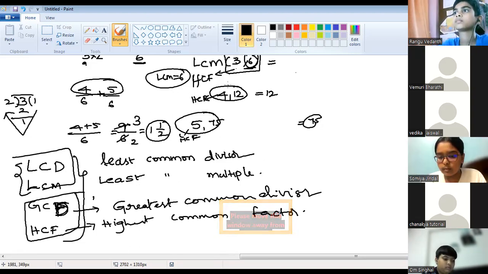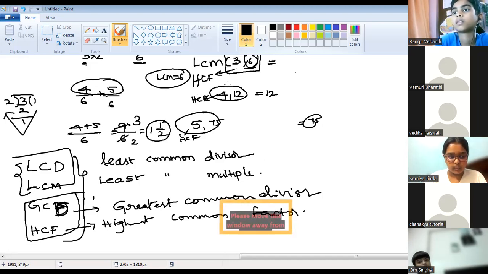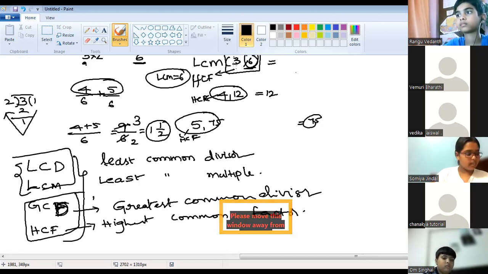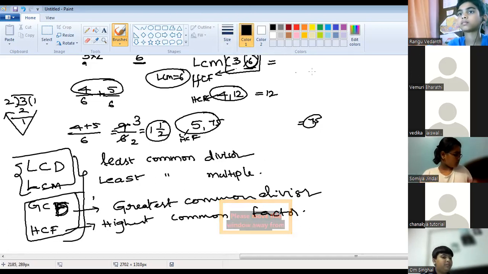So these are the two things we were discussing earlier. There is a doubt about the least common divisor. Why do we call it that name? Least common divisor and least common multiple are both the same, and the greatest common divisor and highest common factor are both the same. No doubt, children, there are different terminologies. We can use those words also. Okay, ma'am, got it.